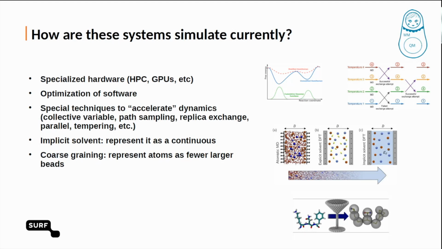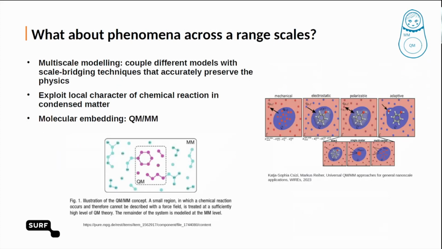You can do coarse graining, which means certain groups, you just treat them as bigger blobs, right? There are many things that you can do. But one of the problems is what happens when you're interested in phenomena across different timescales. What interests us, something that we do a lot, especially biochemists, is multi-scale modeling, which means that you couple different models and different levels of theory, and then you bridge between them.